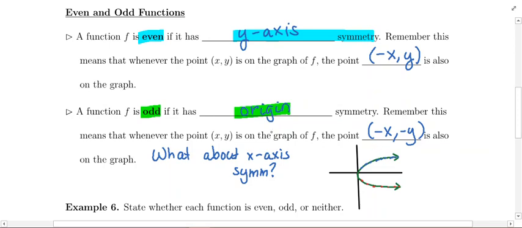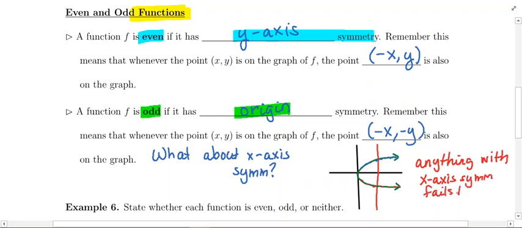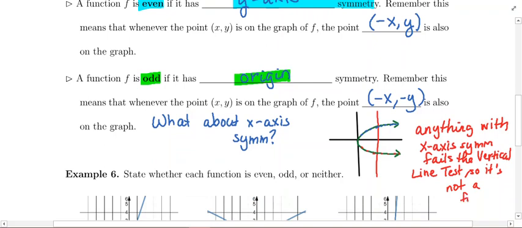Now what I need you to realize here, if you go back to the title, we're talking about even and odd functions. We are classifying functions in terms of their symmetry. Well, what happens if an equation has x-axis symmetry? What is true about its graph? Well, it fails the vertical line test. So anything with x-axis symmetry fails the vertical line test. So it's not a function. Since it's not a function, it doesn't fall into this classification of functions in terms of their symmetry.